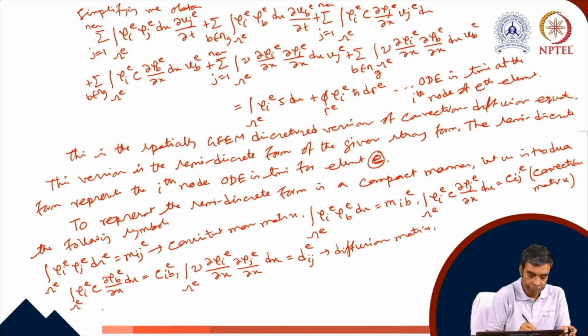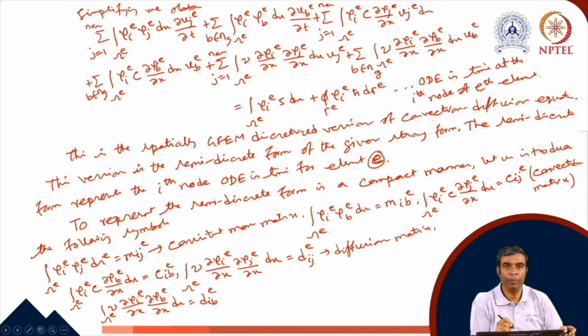Next we have integration over omega e nu del psi ie del x del psi be del x dx equals to d ibe. This represents part of the diffusion matrix in association with the essential boundary condition. With the introduction of these symbols, the weak form now may be represented in a very compact manner.